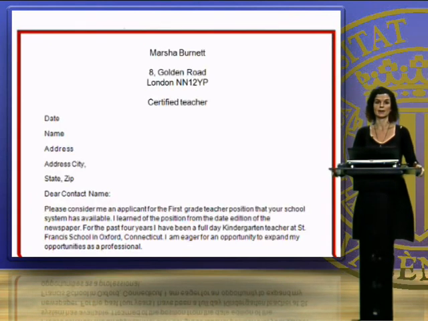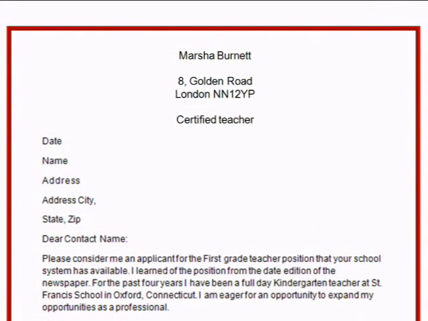Here there is an example of a letter of application. Please consider me an applicant for the first grade teacher position that your school system has available. I learned of the position from the date edition of the newspaper. For the past 4 years I have been a full-day kindergarten teacher at St Francis School in Oxford, Connecticut. I am eager for an opportunity to expand my opportunities as a professional.